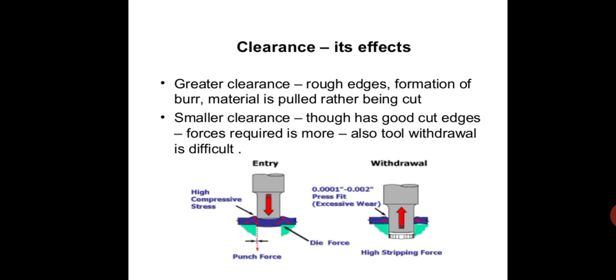This is the clearance and its effects. Greater clearance means rough cut, formation of burr, material is pulled rather than being cut. For smaller clearance, good cut edges, but force required is more, and tool withdrawal is difficult. The diagram shows how the clearance is to be given to the punch and the die. It's the effect of the clearance.